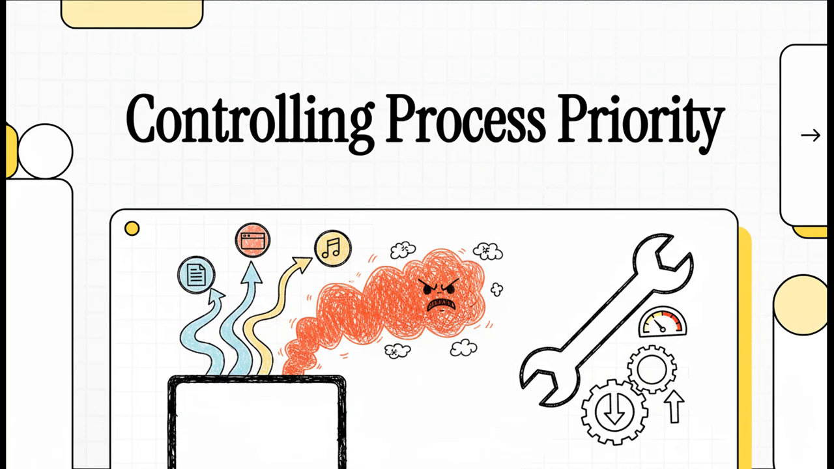You know that feeling, right? You're just trying to get some work done, but one single program decides to hog all the power, and your entire computer just slows to a crawl. It's so frustrating. But what if I told you there's a way to tell that program to, well, just be a little more polite? Today, we're going to show you exactly how to do that and take back control.